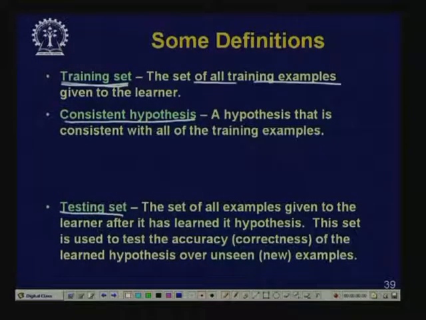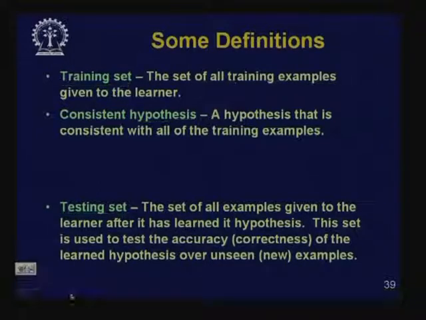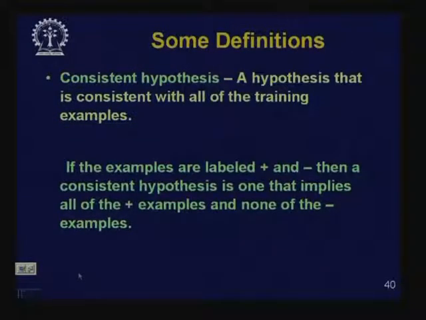A testing set is the set of all examples that are given to the learner after it has learned the hypothesis, on which its accuracy will be tested. Now, suppose the examples are labeled plus and minus, then the consistent hypothesis is a hypothesis that labels as positive all the plus examples and none of the minus examples. So, that is a consistent hypothesis.